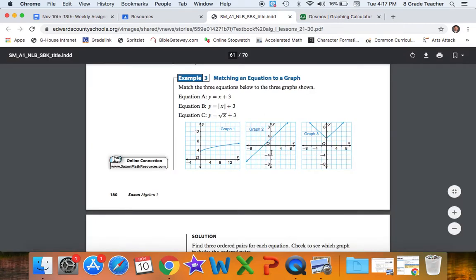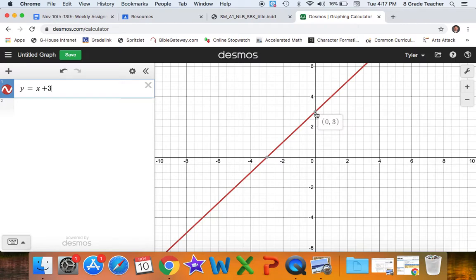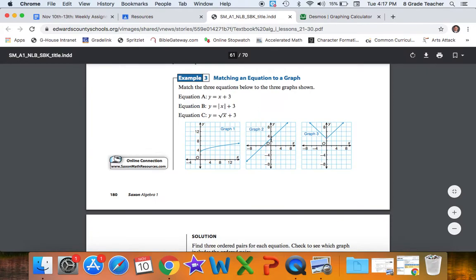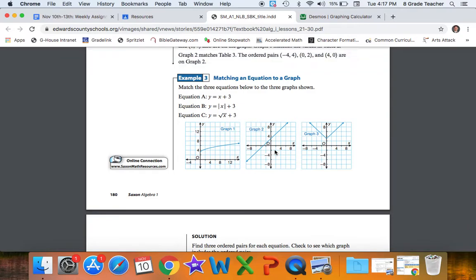And that matches up and looks like graph 2. If I look really closely and I put my arrow on here, it actually tracks the different points. This is 0, 3, and negative 3, 0. If I look close on here, looks like those points match up. So equation A is corresponding to graph 2. Equation B, y equals the absolute value of x plus 3.